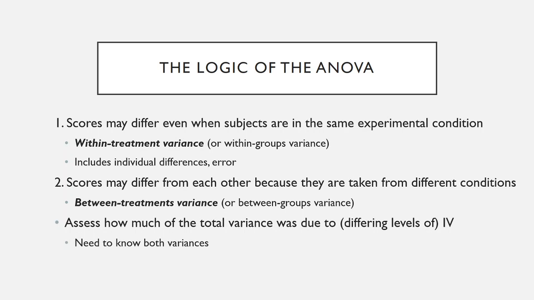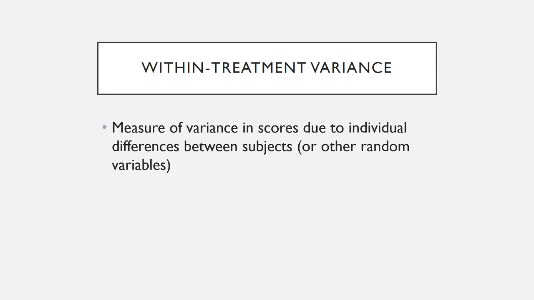So what we're going to need to do is assess how much of the total variance overall was due to these differing levels of the independent variable, this between treatment variance. So we're going to need to quantify both our within treatment variance and our between treatment variance to understand how much of the total variance was due to this between treatments source.